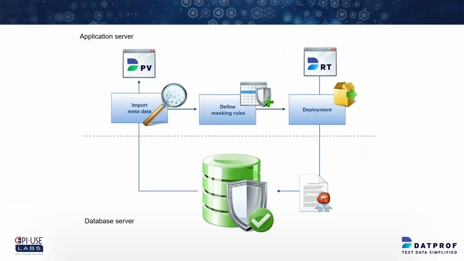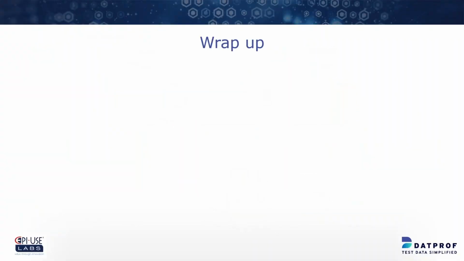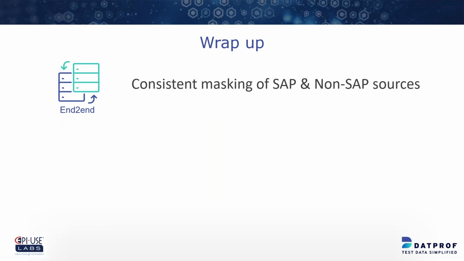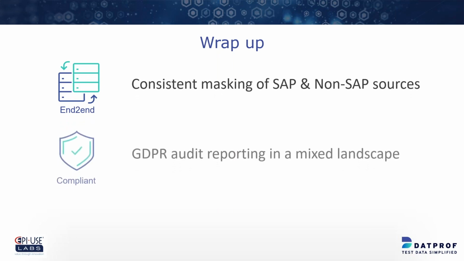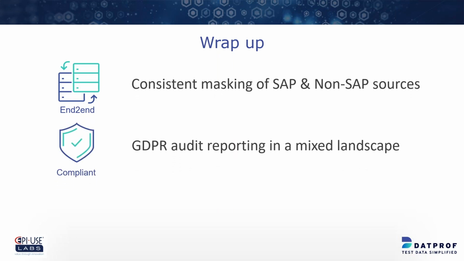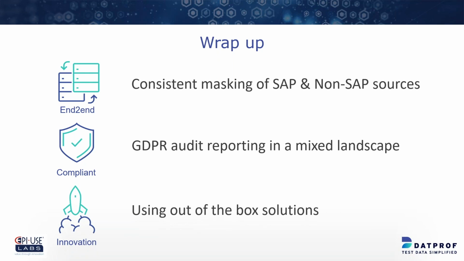So, looking at what we've seen in the past few minutes, we've been able to demonstrate consistent masking in an SAP source and a non-SAP source. That has come with an audit report to prove the compliancy and the measures taken on a source. What's really nice is that we've been using our out-of-the-box standard solutions. So we've come up with a handy innovation to combine the two, but it's based on the standard we have today. So it's actually available today.